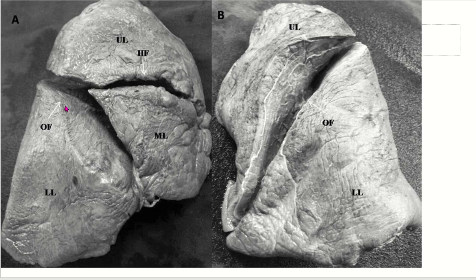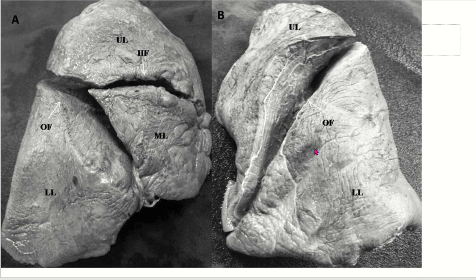In the right side, 2 fissures are present: horizontal fissure, oblique fissure. In the left side, only 1 fissure is present: oblique fissure. This is anterior border, this is posterior border, this is inferior border, this is costal surface. This is the anterior border of the left lung, present cardiac notch, and this is lingula.